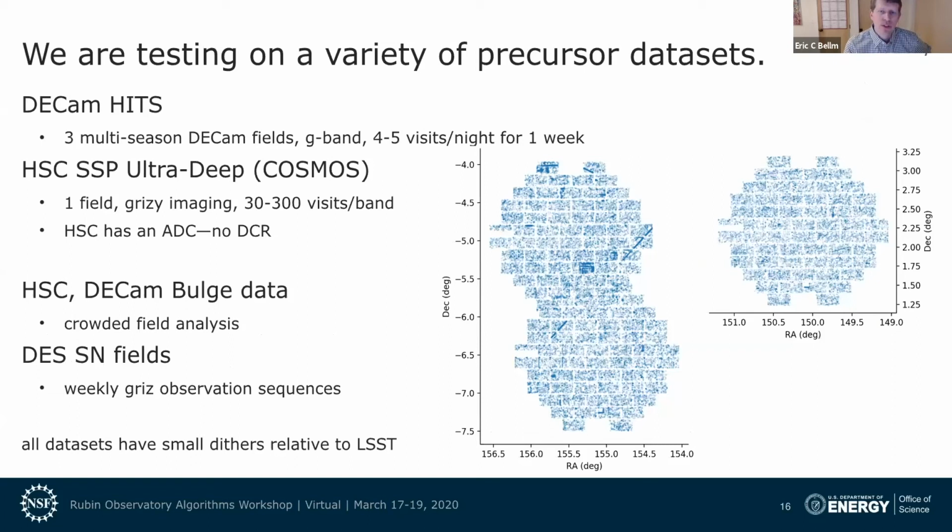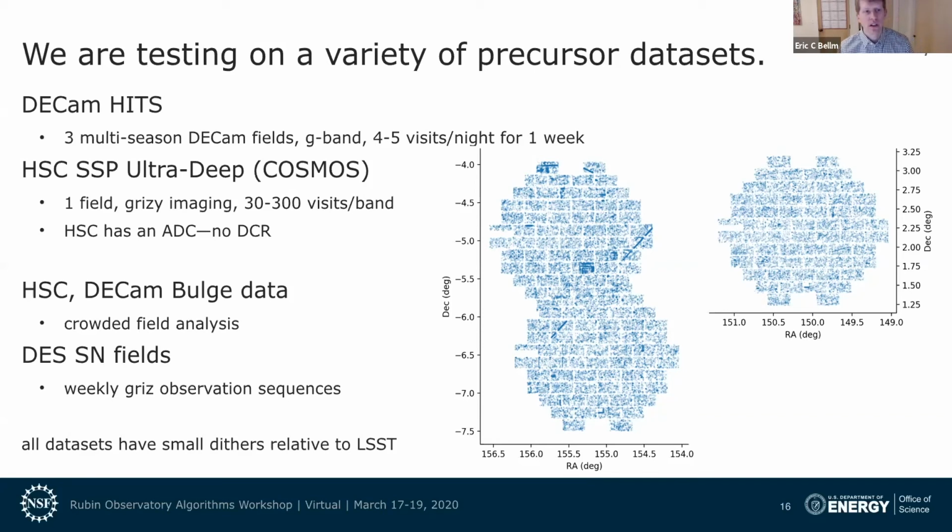To test today, we're using a variety of precursor data sets, mainly from the Dark Energy Camera and from Hyper Suprime-Cam. Our workhorse day-to-day data set is the HiTS data set from DECam, where we're using 3 of the fields that are observed over a couple of different seasons. They're in G-band, and we have a week's worth of observations, 4 or 5 visits a night. And you can see on the right side of the screen a density plot of detected objects in that data set.